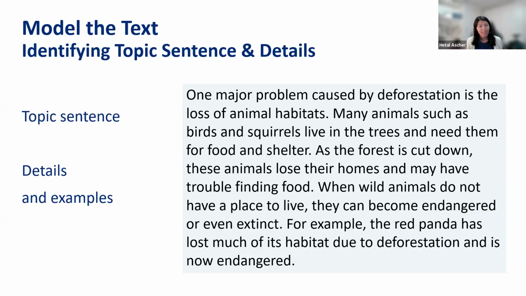Then I would ask my students, what does the sentence tell us? So I would say something like, this sentence tells us that this paragraph is going to be all about the loss of animal habitats. Let's read the next sentences and see if I'm right. Let's see if all the next sentences are details about the loss of habitats. Then I would read through the rest of them like this. Many animals, such as birds and squirrels, live in the trees and need them for food and shelter. Is that about animal habitats? I'd ask my students. And they might say yes, they might not. And depending on what they say, I would need to help them understand that yes, this is a detail about a loss of animal habitat. And then I would go through each sentence so they understand the structure of topic sentence and detail sentences and examples.